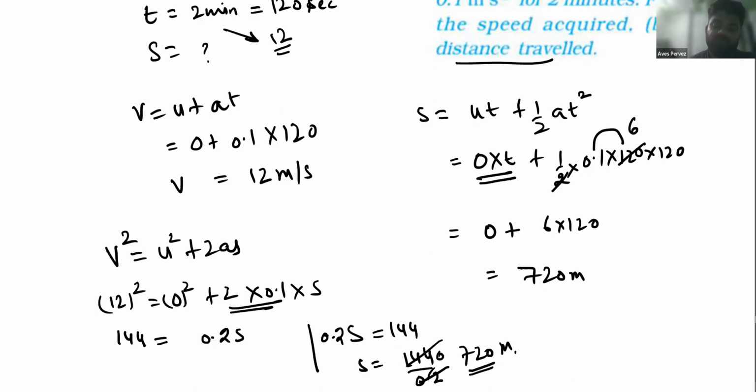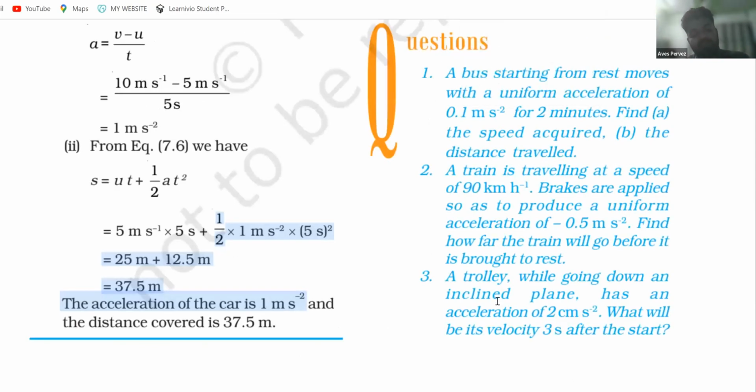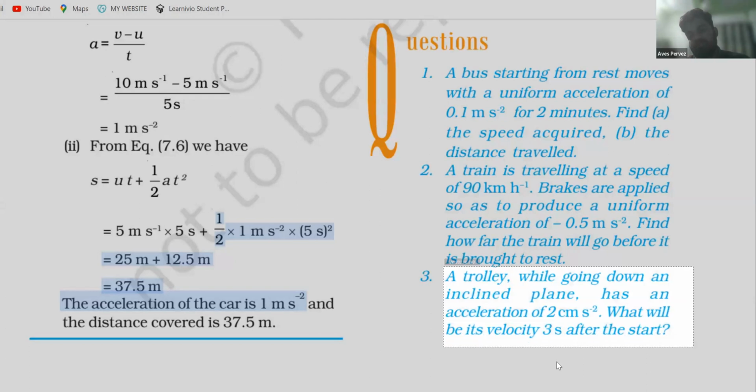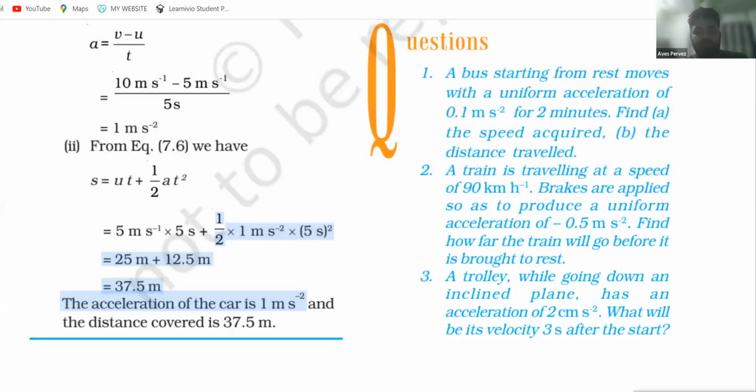Now, question number three. What is given to you? Show the question, the solution. So what is the initial velocity here? Let's take this question. Let me do this one first.